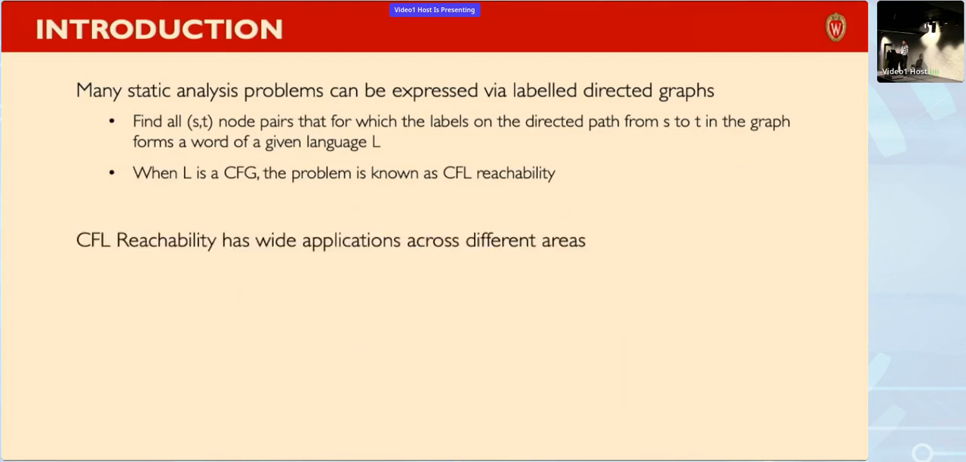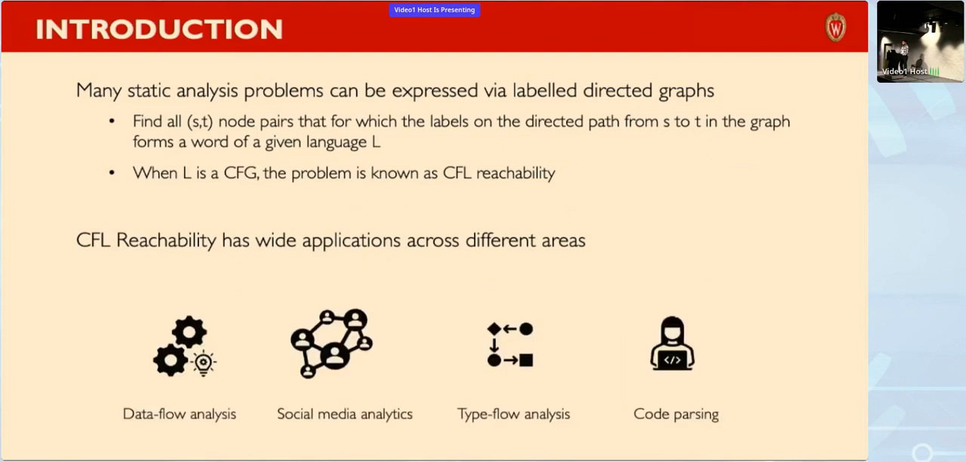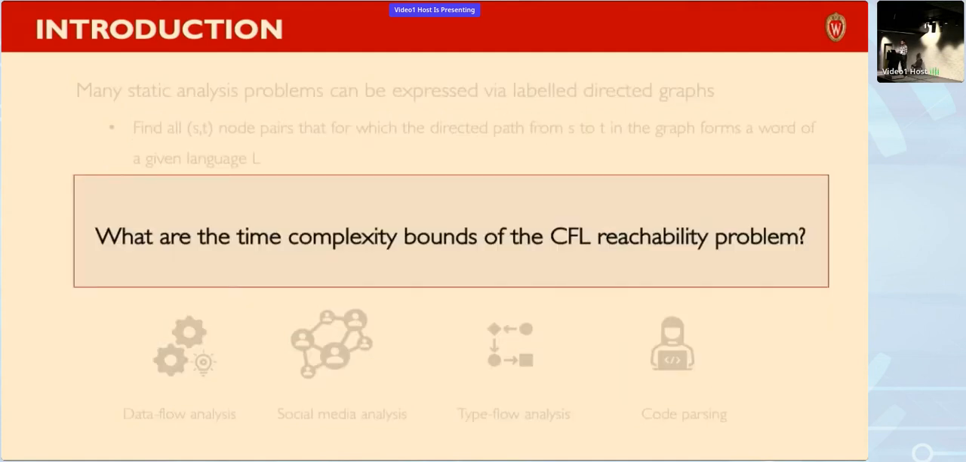CFL reachability has very wide applications in a lot of areas. It's used in interprocedural data flow analysis, program slicing, shape analysis, and Anderson's analysis for pointers. It's also used in databases, where we use it for social media analytics and so on. Since this is such a common operation, it is important to understand how fast we can solve this problem, and in particular, what the time complexity bounds are for solving CFL reachability.